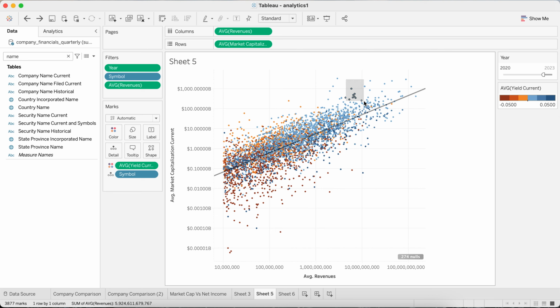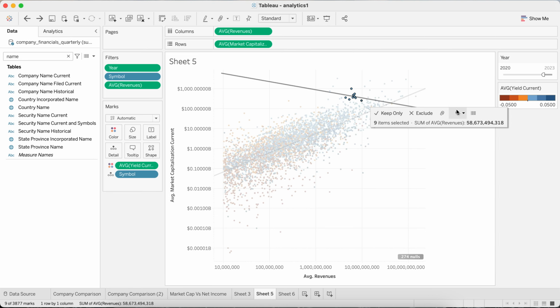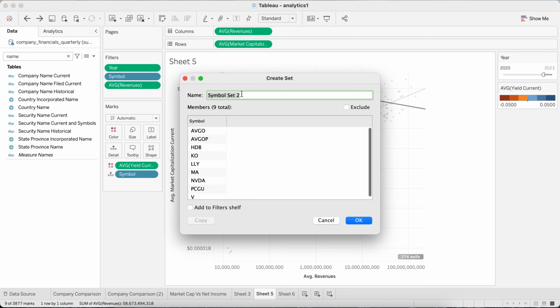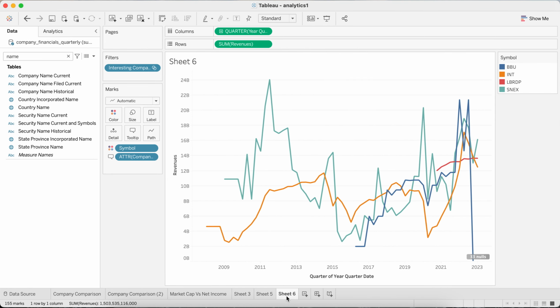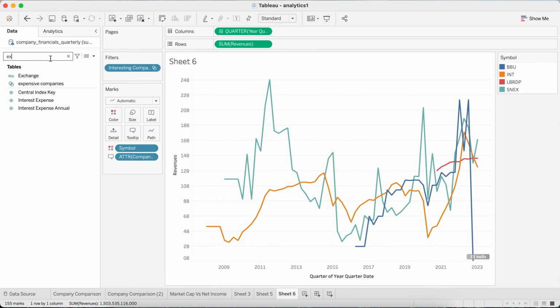So let's take a look at some of these ones. Let's create a set, and let's call them expensive companies. Click OK. And let's go back to our sheet 6. Let's look at expensive companies.